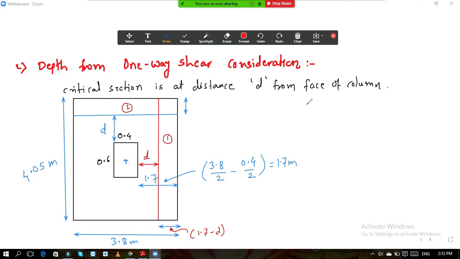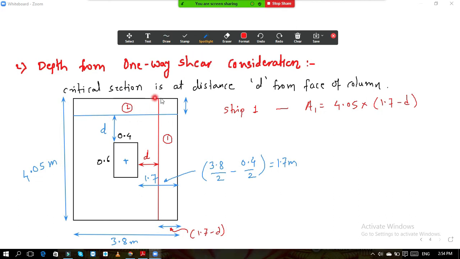Area of strip number 1, I will call that area A1. How much is it? It is 4.05 into 1.7 minus d. हे पहिल्या याचा एरिया झाला फर्स्ट स्ट्रिप. I will write here strip 1. ज्या स्ट्रिपचा एरिया मॅक्सिमम असेल ती स्ट्रिप आपण घेणार आहोत फॉर फर्दर कॅल्क्युलेशन.